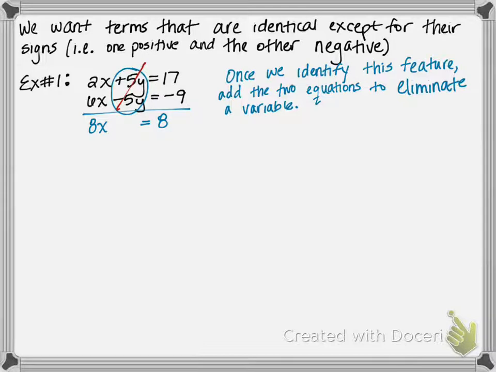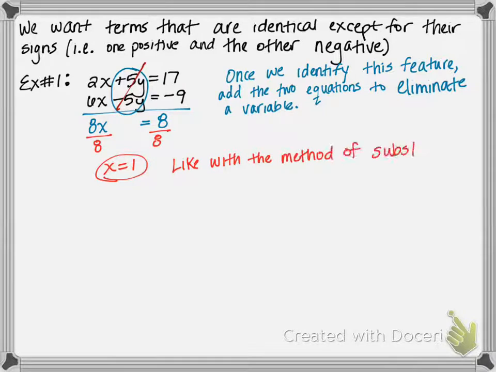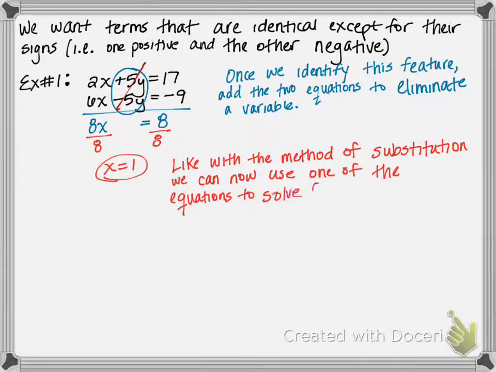The 2x and 6x together make 8x. And then 17 minus 9 is 8. Of course, we can finish the problem by dividing by 8. So I see that x equals 1. So just like with the method of substitution, once you find one of the answers, you can solve for the other answer by plugging it into the other equation.